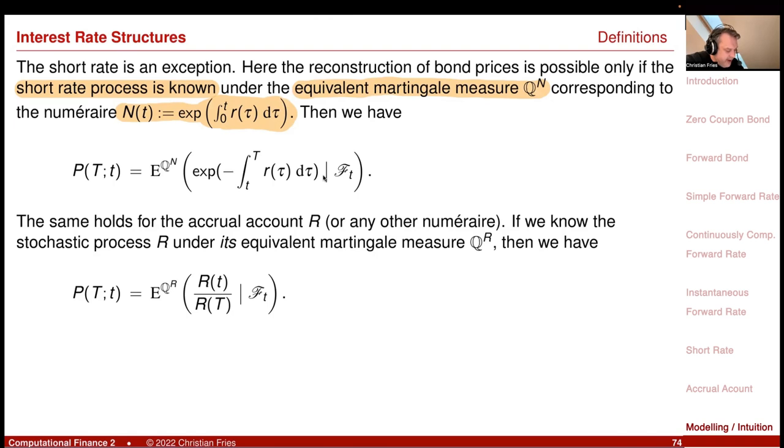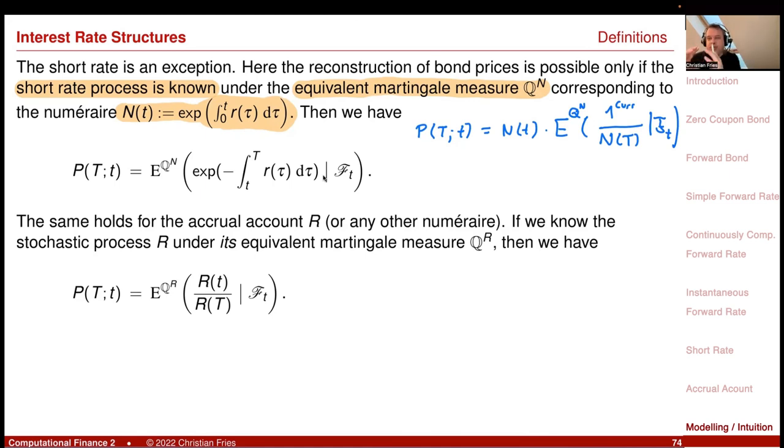The reason is that if you have the numeraire, you can get back the zero coupon bond by just using the universal pricing theorem: numeraire multiplied with the expectation under the probability measure of the payoff. The payoff is I get one unit of currency divided by the numeraire at the payoff time. So you can extract all the zero coupon bonds from the valuation formula once you know the numeraire. And since the numeraire is given by the short rate, the short rate is enough to describe this. But there's a very strong assumption. You have to know the short rate under the equivalent martingale measure associated with the numeraire that is built by the short rate. So somehow like a circle.